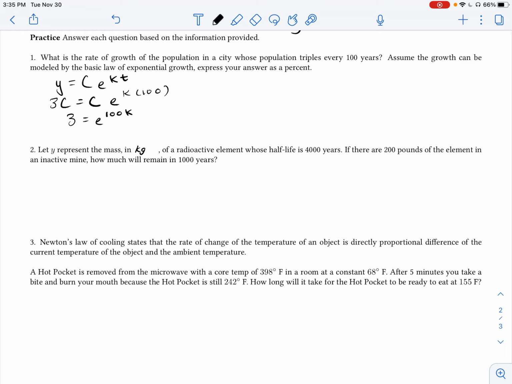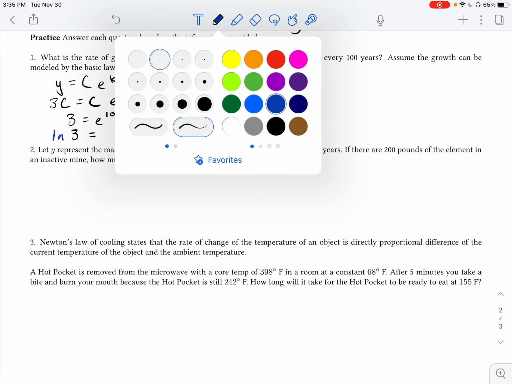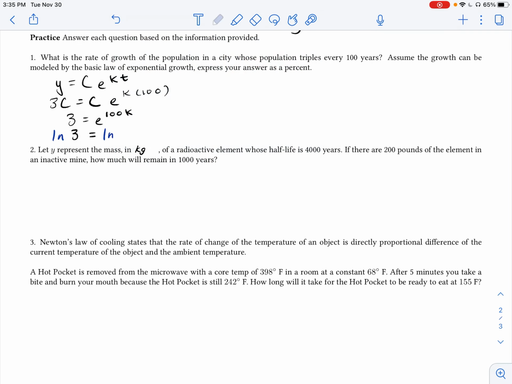Now from here, we actually need to solve for k, and we're going to do that by taking the natural log of both sides, right? So if we take the natural log of both sides, we would have the natural log of 3 is equal to the natural log of e to the 100k power.